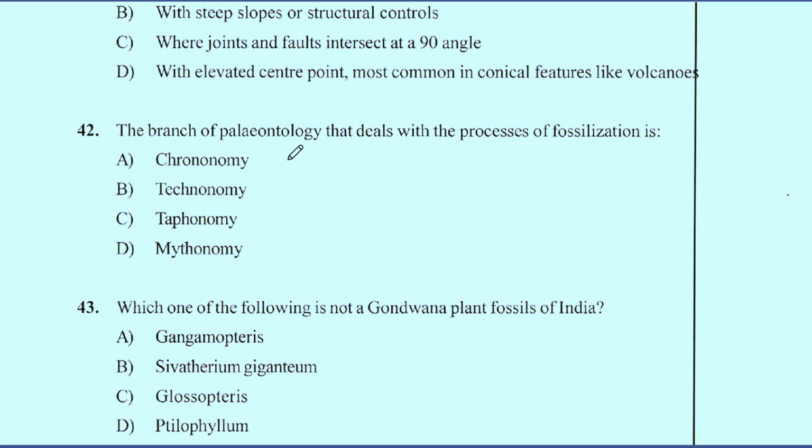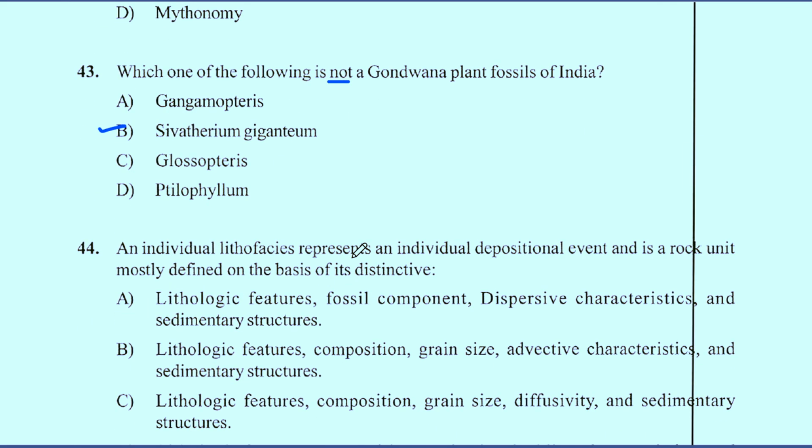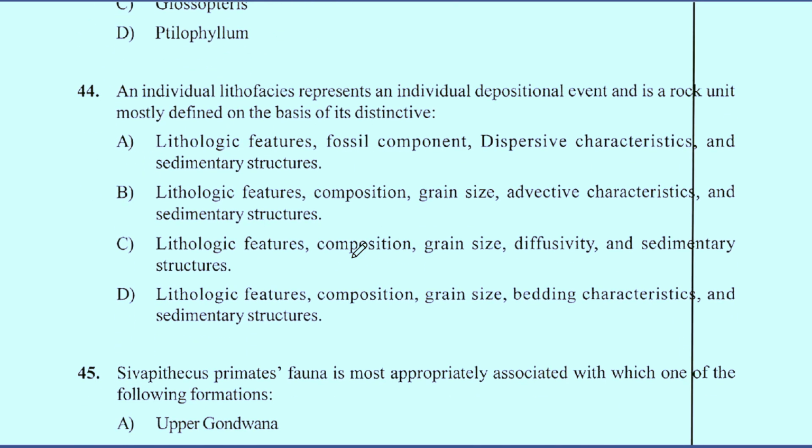Next question is: the branch of paleontology that deals with the process of fossilization is taphonomy. Next question is which of the following is not a Gondwana plant fossil? That is this one, it is a Shiwalik fossil. All other three are Gondwana fossils. Gamopteris and Glossopteris are present in the lower Gondwana and Ptilophyllum is in the upper. Next question.